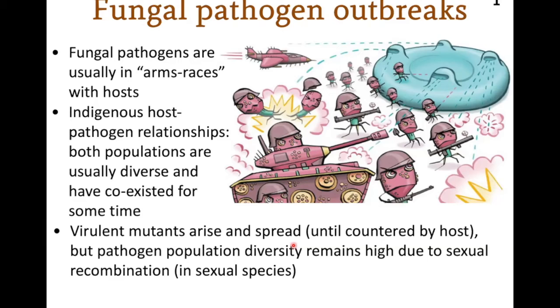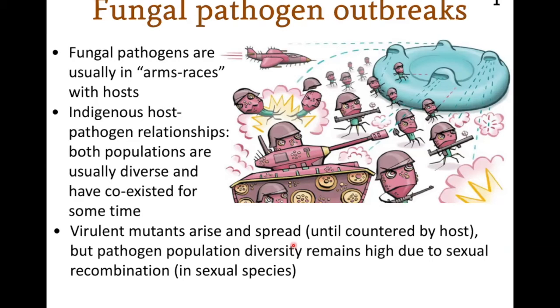Now, one of the things that we find is that when these arms race dynamics occur, the population of the pathogen and of the host, in fact, both remain high. And this is because of the activity of sexual recombination in sexual species that's able to spread around virulence and resistance mutants around the population without lowering the diversity in those populations.